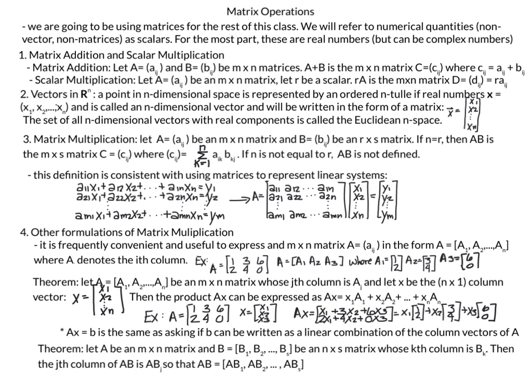So the first thing we will look at is matrix addition and scalar multiplication, which you have probably seen before. We will look at vectors in Rn, which if you've had vector calculus, you've seen before. We will look at matrix multiplication. Again, you've probably seen this, but we're going to look at it with respect to our linear systems of equations. And then we will look at other formulations of matrix multiplication.